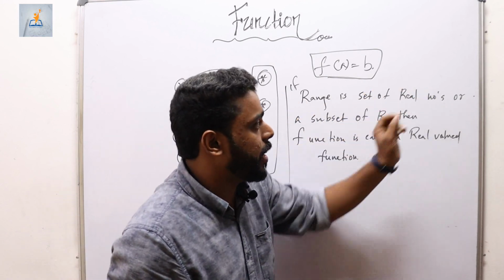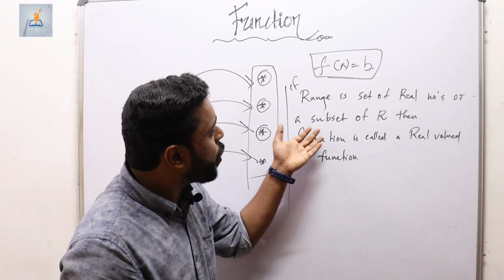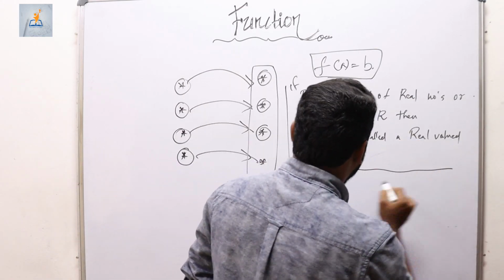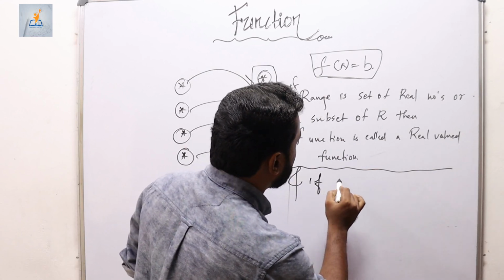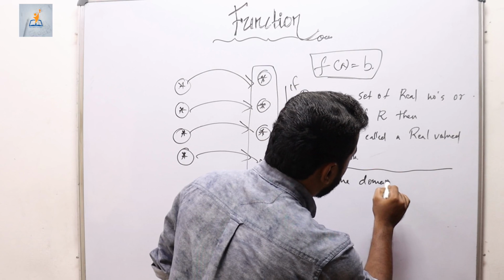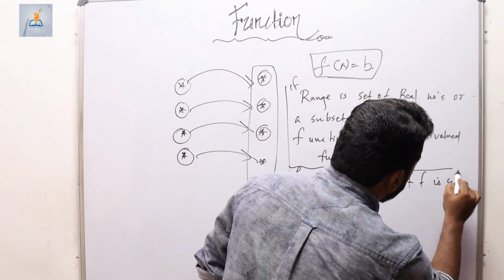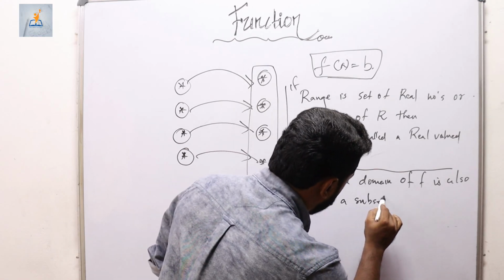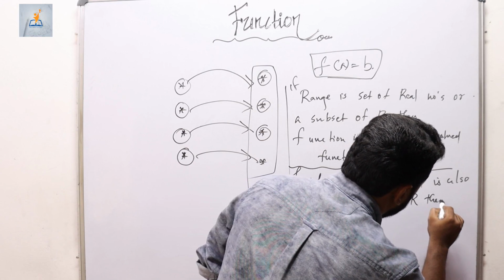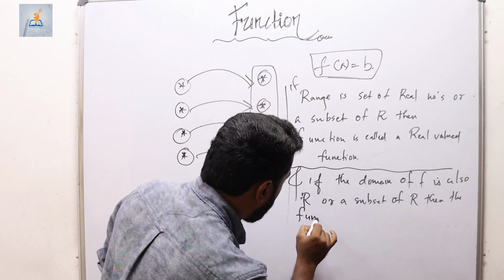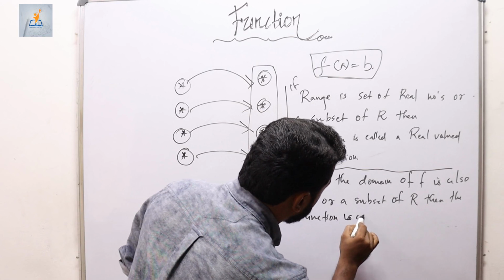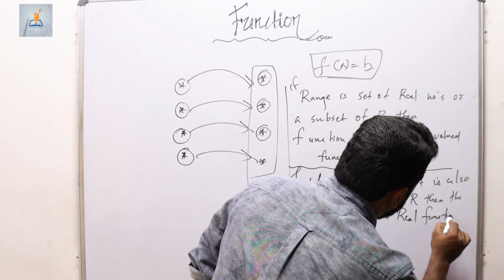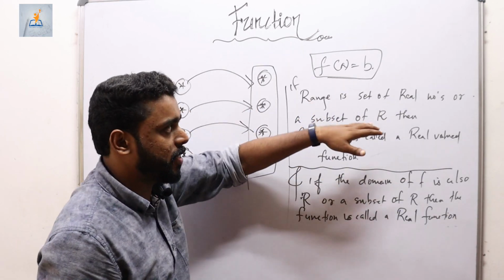Range is a set of real numbers, the entire set of real numbers, or a subset of R, then the function is called a real valued function. And if the domain of f is also R or a subset of R, then the function is called a real function.